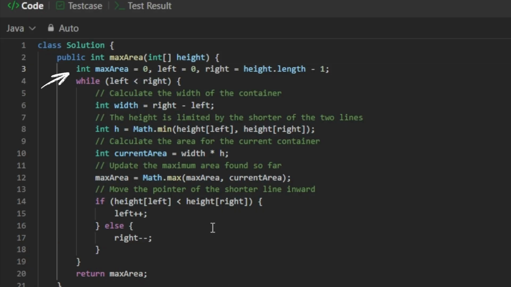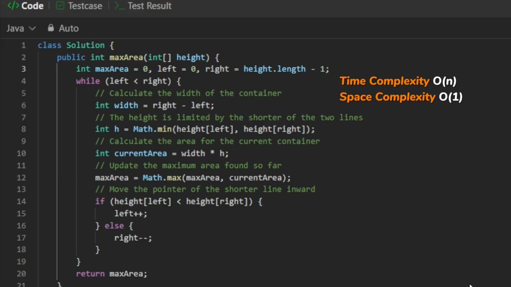We define our tools. Max area is equal to 0, left is equal to 0, right is equal to the end of the array. Our loop continues as long as our pointers haven't crossed. Calculate the width of the container. Calculate the height, limited by the shorter of the two lines. Calculate the area of the current container. Update the maximum area found so far. Move the pointer of the shorter line inward, and return maximum area.